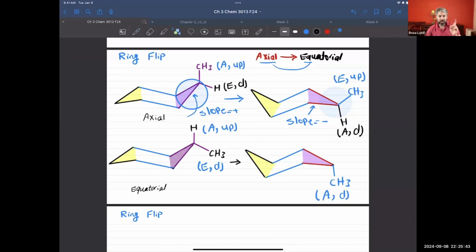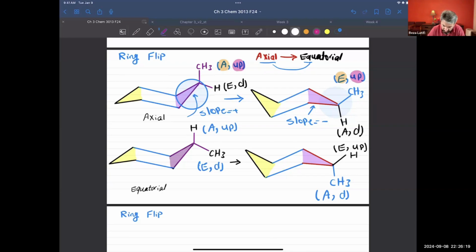Hydrogen from axial will get the equatorial position. So that's going to be hydrogen, and hydrogen has an equatorial position. So from axial we move to equatorial, but it still is pointing up. Let's highlight axial and equatorial. Methyl, we started axial, we got it equatorial. It was up and still is up.